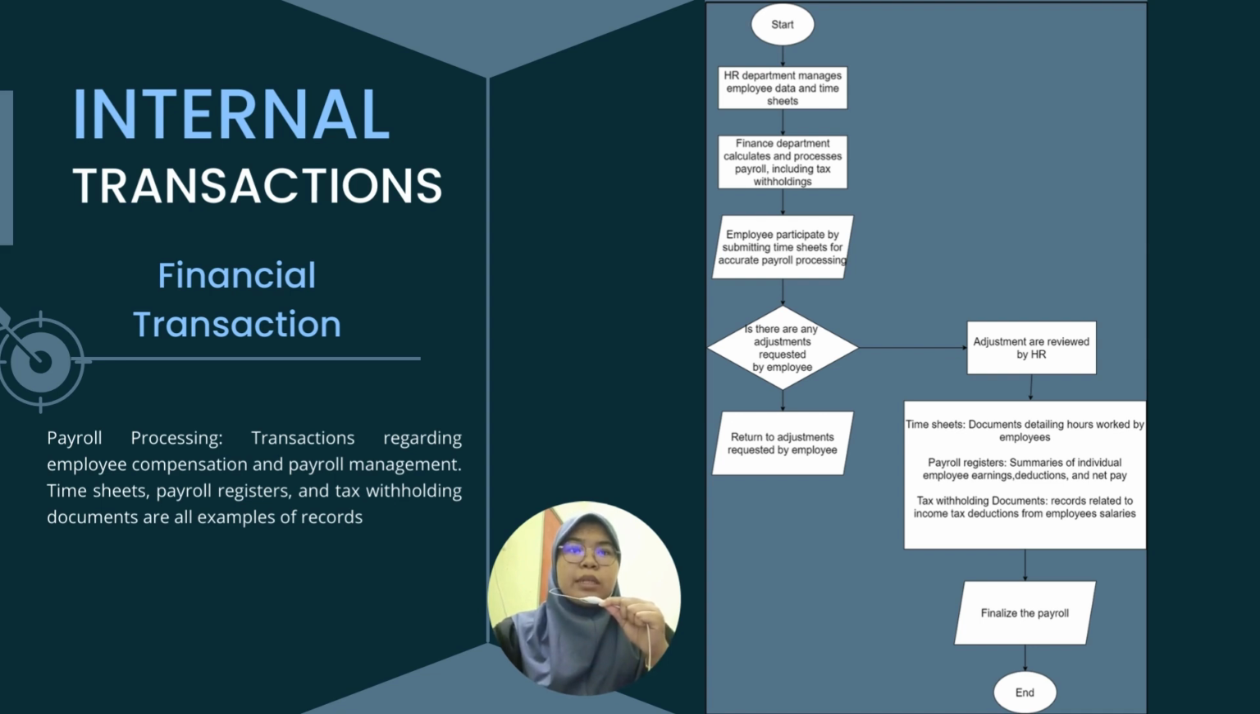A timesheet is a document detailing hours worked by employees. A payroll register summarizes individual employee earnings, deductions, and net pay. Tax withholding documents are the records related to the income tax deducted from employee salary. The last step is that they need to finalize the payroll.